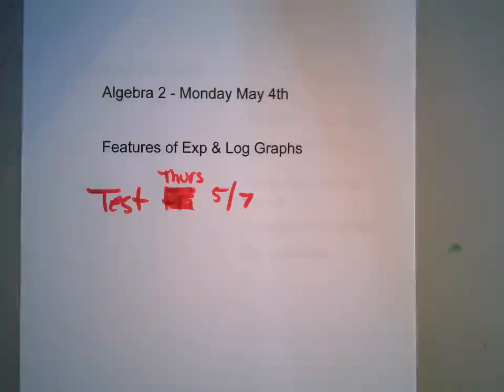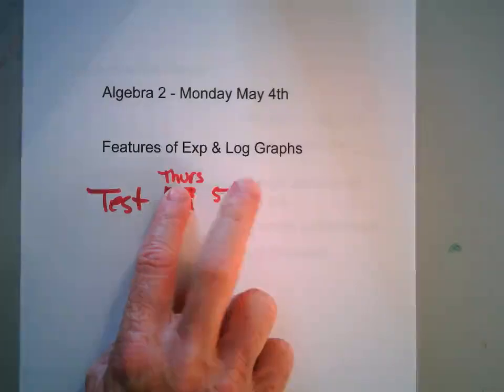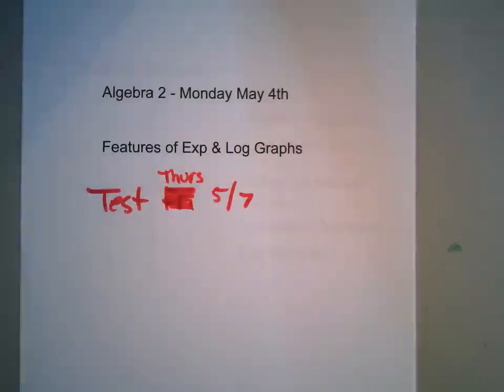Just a reminder, we will wrap this unit up this week. Tuesday is our last day of this unit, so we'll be graphing on Tuesday, and then we'll review Wednesday, and we'll have a test on Thursday. I had my day wrong. It'll be on Thursday, the 7th. So Tuesday will be our last day of instruction, and then Wednesday is a review, and then Thursday is a test.